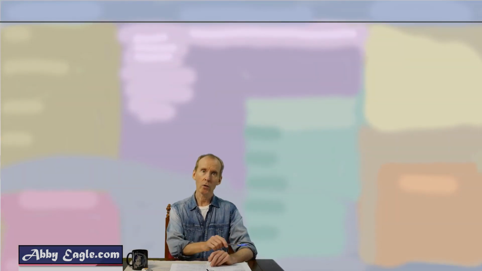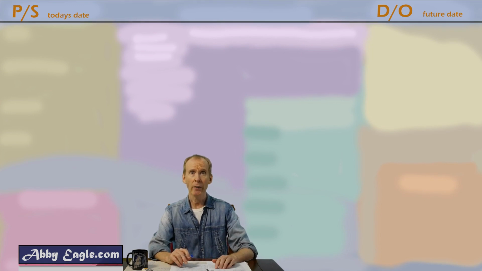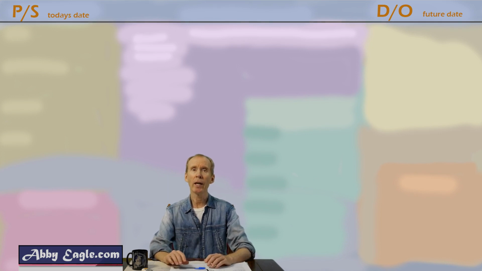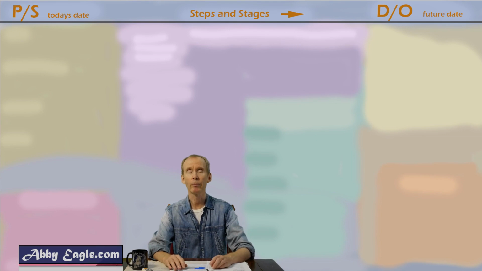So you draw a line across the top of the paper. You write PS, which is short for present state, and then write the date. Then at the top right of the page, you write DO for desired outcome, and then write a future date, about 3 months in the future, or whatever works for you, okay? Then write steps and stages across the top. And if you have some NLP training, you'll see what I'm doing.